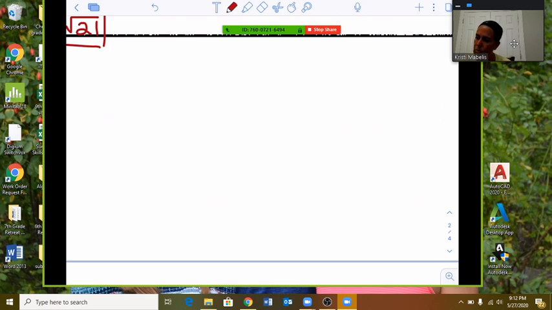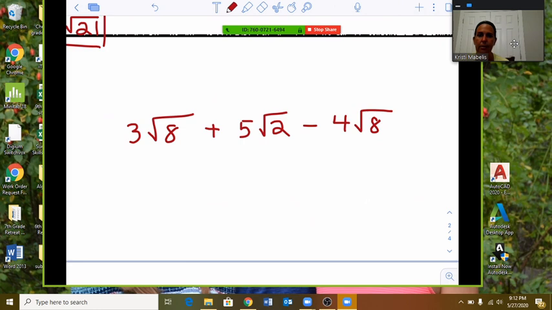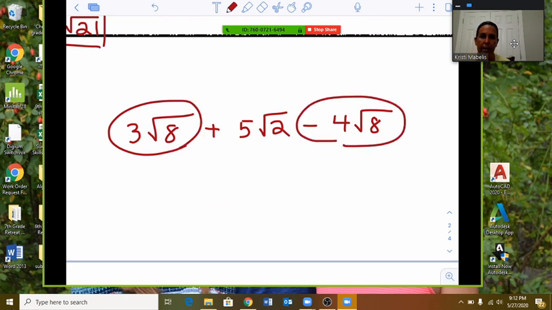Let's say I gave you 3 radical 8 plus 5 radical 2 minus 4 radical 8. Okay? Do you have like radicals? Yeah. You got this one and this one. I would add them up, right? What's 3 and negative 4? Negative 1 radical 8. And then 5 radical 2 didn't have a match.